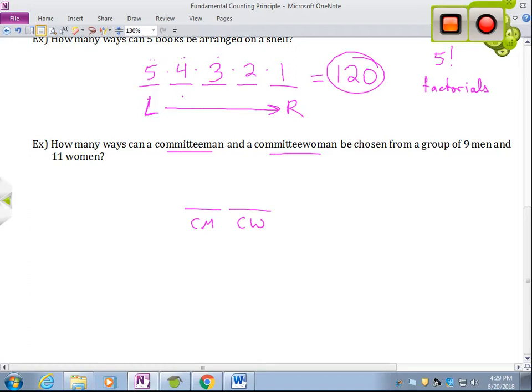And then we ask, how many options for committee man? Well, there are 9 men, so we have 9 to choose from here, and there are 11 women, so 11 to choose from for committee woman. I'm multiplying those 2, and I get 99 possible outcomes, all right? So again, with the fundamental counting principle, the important thing is asking yourself first, how many events? Draw those blanks, label them, and then ask yourself, how many options for the first event, how many options for the second, how many options for the third, etc., and then multiply them all together.